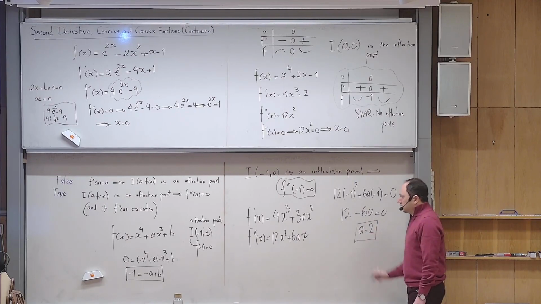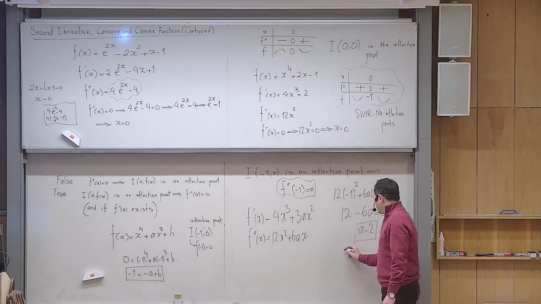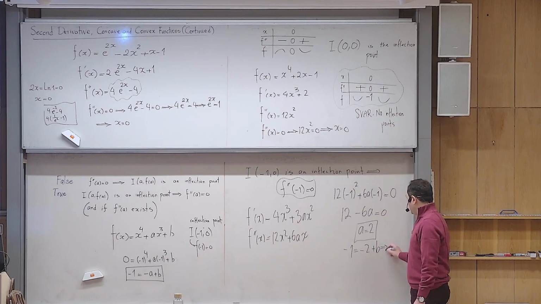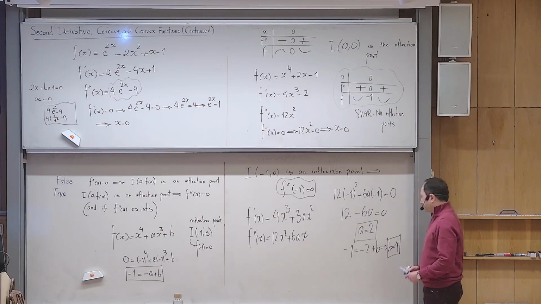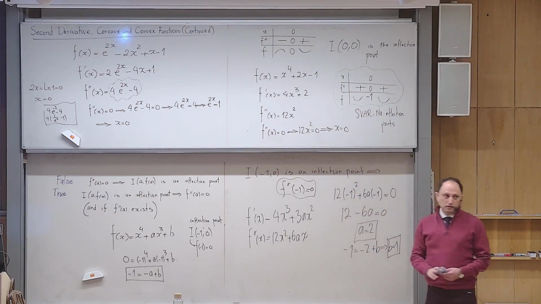When a is 2, I put it back in this equation. I will find b. So it's minus 1 is equal to minus 2 plus b. So b is 1. So you see the algebra is very simple.